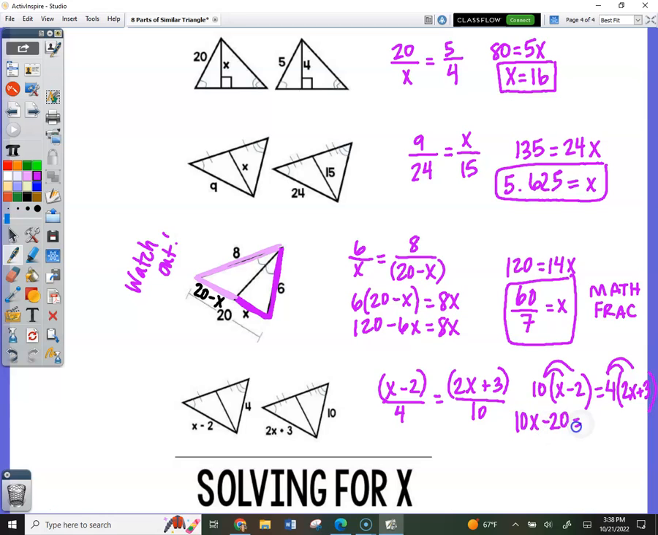10x minus 20 equals 8x plus 12. Now go back to your Algebra 1 skills. You got your two sides of your equation. If you're going to move this one here, you got to bring it over here. Then we're going to add 20 to the right. I'm running out of room. Add 20, then divide by 2, and we get 16.